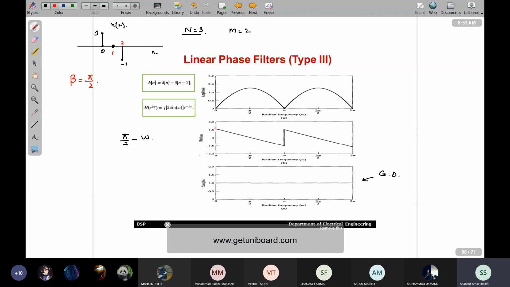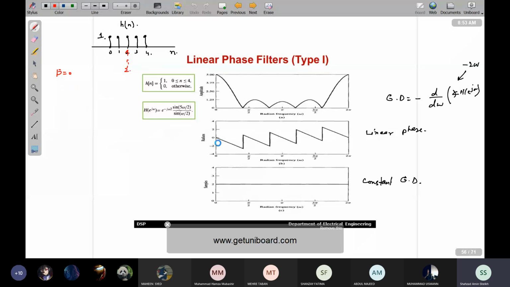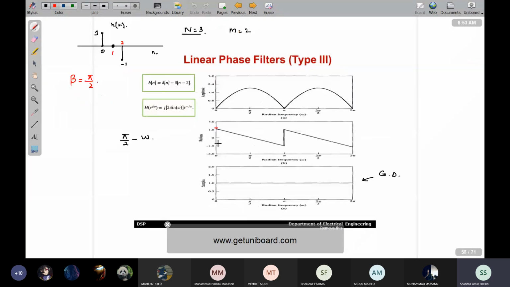This pi by 2 is the intercept. This time it's not passing through 0, it's passing through pi by 2. So you can see that in type 1 and type 2 it was passing through 0, but here it is passing through pi by 2 radians, and the slope is minus 1.